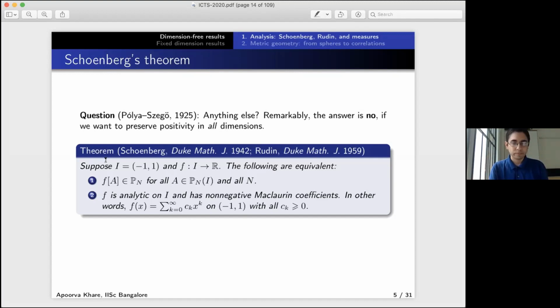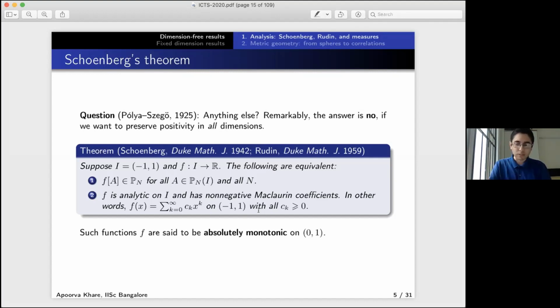Suppose, just for simplicity or for one version, take I to be from -1 to 1, and a function from I to R with no restrictions, no assumptions. The following are equivalent. The function applied entry-wise preserves positivity for all matrices A in all dimensions n, if and only if the function is exactly of the above form. It's a convergent power series. The coefficients are non-negative. These functions are said to be absolutely monotonic. That's just a name.